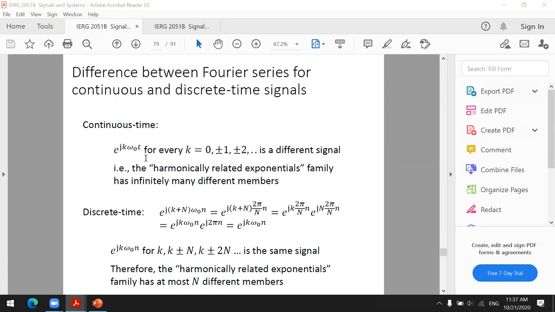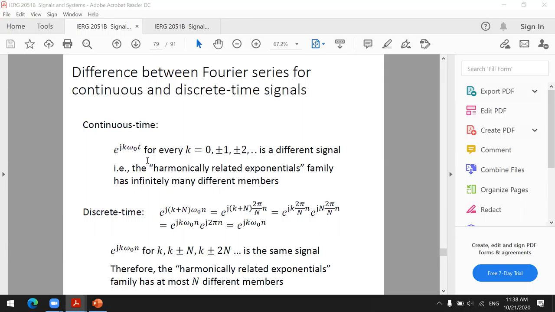And one thing associated with this family of functions is that for every different integer k, this exponential jk omega 0 t is a different signal. As we increase k, we recall that we showed this figure on the website: the exponential jk omega 0 t becomes a signal that oscillates more and more frequently. So they just look different. But that's not the case for discrete time.